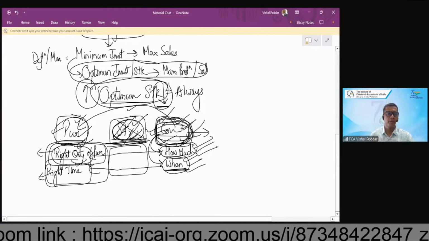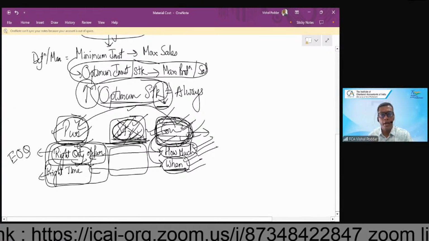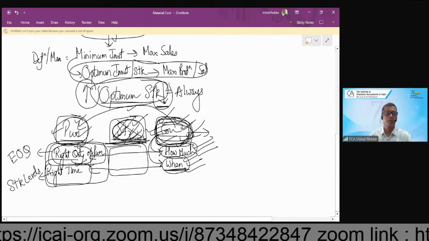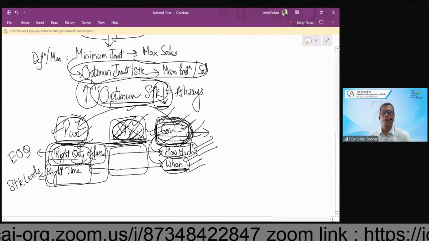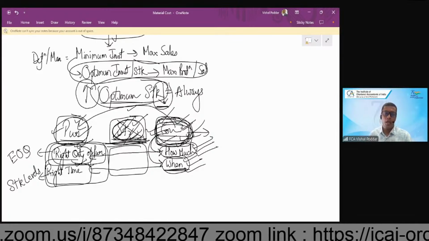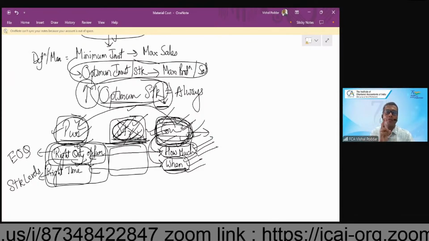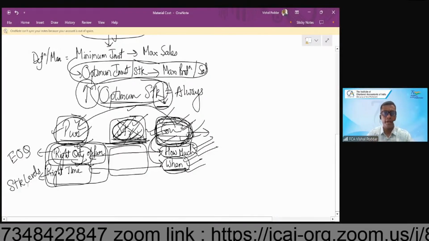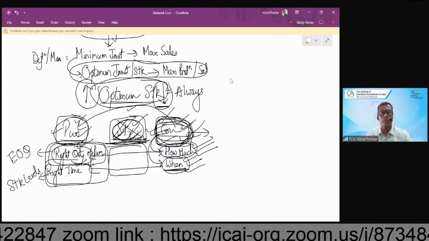Right quantity of purchase is what we are going to study, named as EOQ. Right time of purchase is what we are going to study in the technique called stock levels. So in the EOQ concept, we are going to study the right quantity of purchase. In the stock level technique, we are going to study the right time to take different actions so that you always have optimum stock.